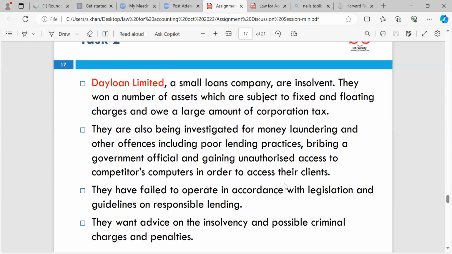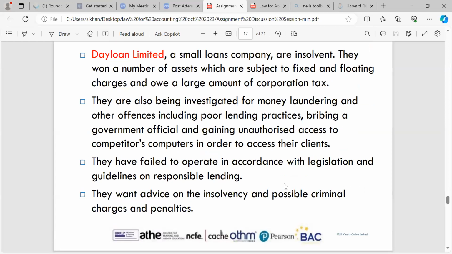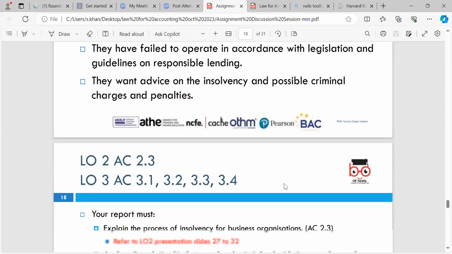Now, all the assignments we've just been through, task 1, and this is task 2. It covers all your 4 learning outcomes. Now, if you haven't attended, you might struggle. So that's why you need to look at all your 4 learning outcomes. Everything I've taught from learning outcome 1, 2, 3, and 4 is in this assignment. So this one is on insolvency and criminal offences.